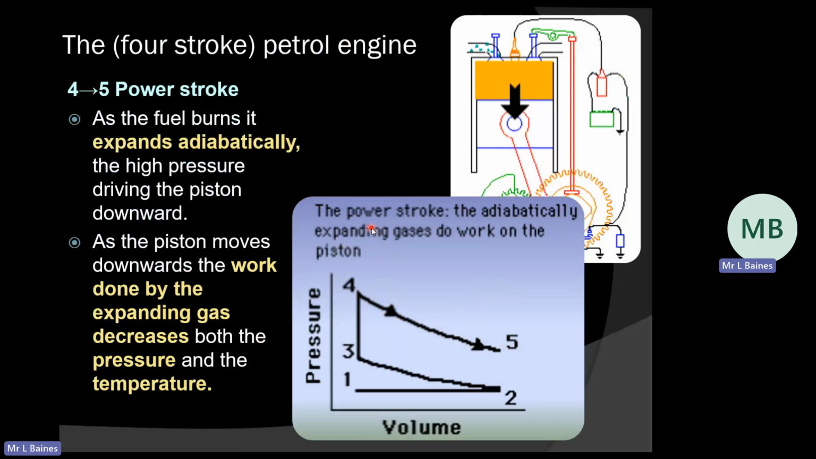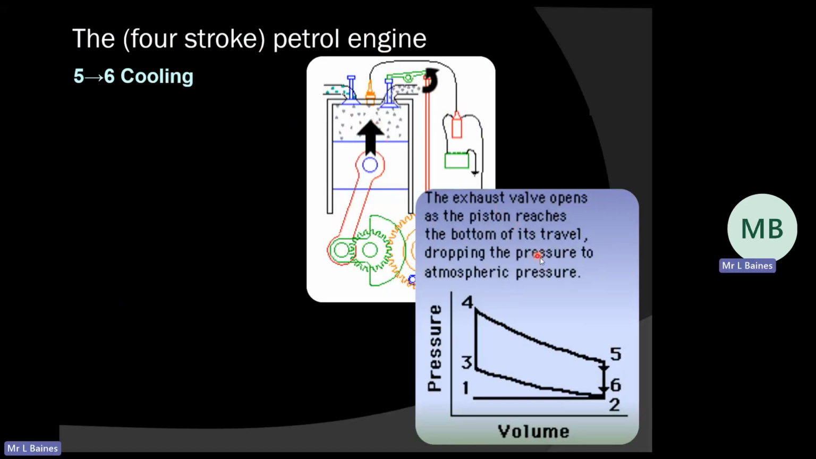We've got our power stroke that comes out. That's what's providing the energy to propel the car along the road. And finally, we've got our cooling section to take us back down to our start. When our exhaust valve opens, the leftover pressure is very high inside the cylinder and obviously atmospheric pressure outside, so very quickly lots of this gas will leave. The piston also then travels upwards to force out all of that air fuel mixture. You don't want any air or fuel left in there before the beginning of the next stroke.